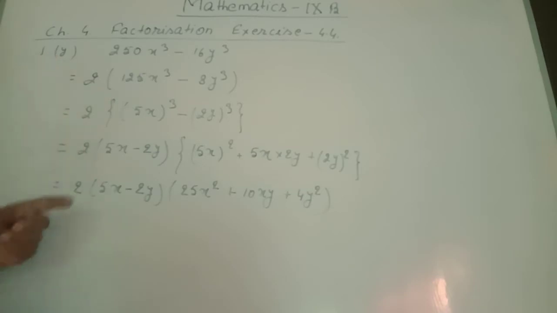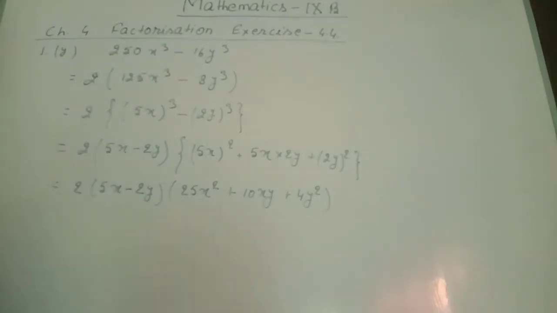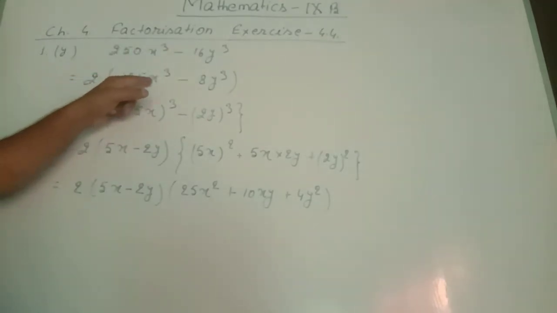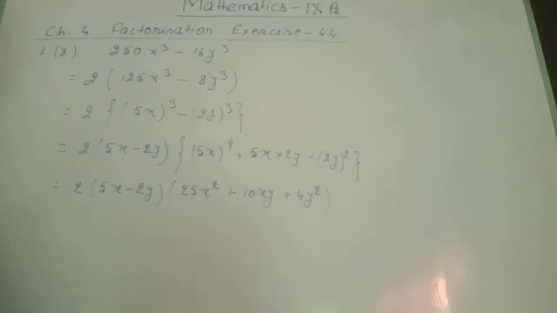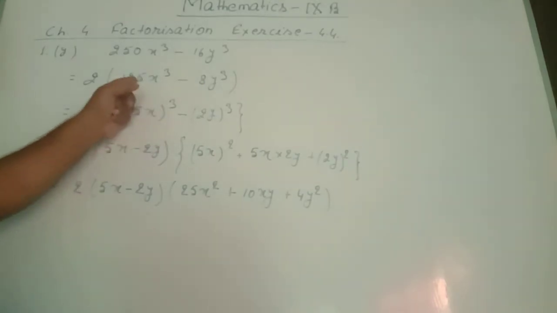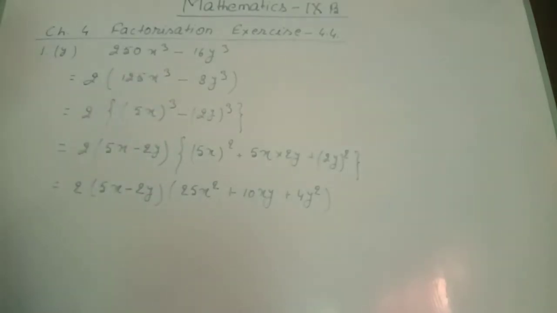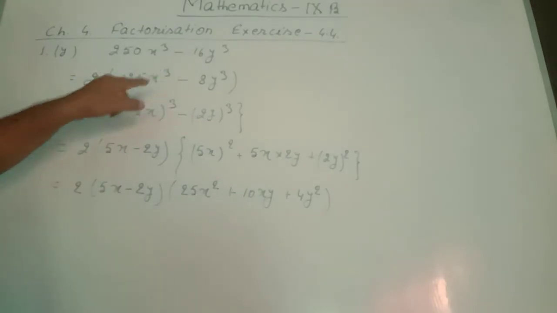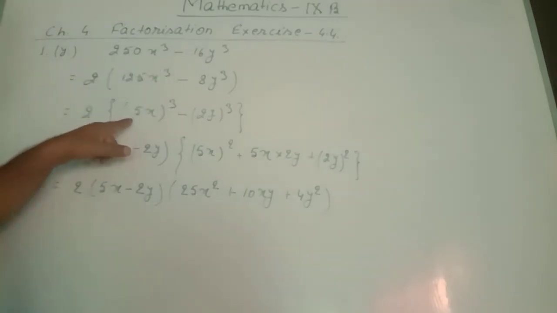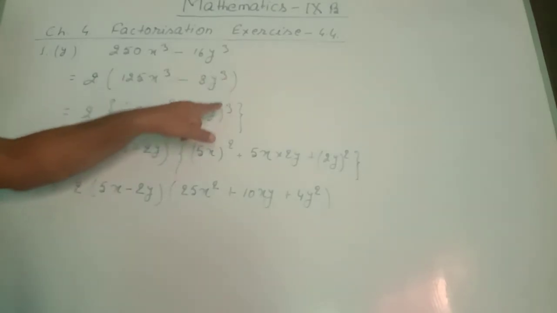Question number 1y, 250x cube minus 16y cube. From these two terms we can take 2 common. So 125x cube minus 8y cube is left, times 2. This we can write as 5x whole cube because 5 multiplied 3 times gives 125, and x 3 times is x cube. So 125x cube is written as 5x whole cube, and 8y cube is written as 2y whole cube.